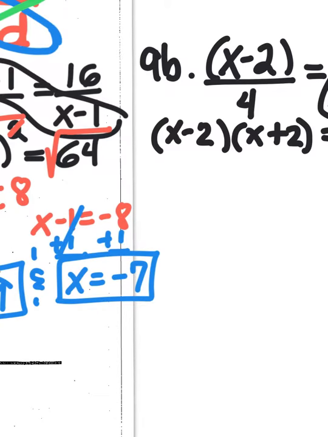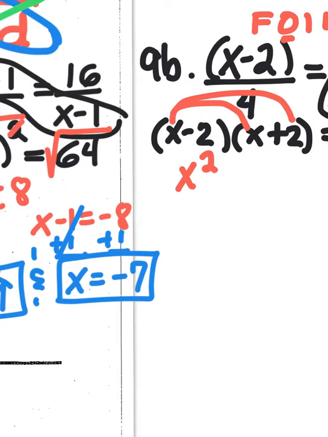So in something like this, you have to use the FOIL method. Okay, the FOIL method: first, outer, inner, last. So the first times the first, x times x is x squared. O stands for the outer terms. x times 2, that is 2x. I stands for the inner terms. So negative 2 times x is negative 2x. And the last terms is negative 2 times positive 2.